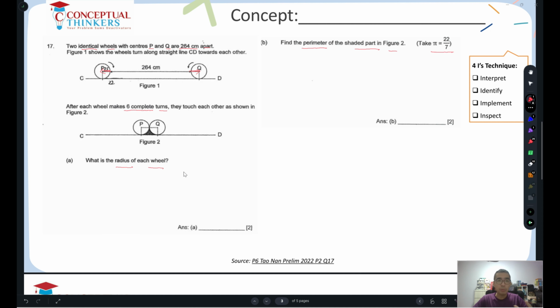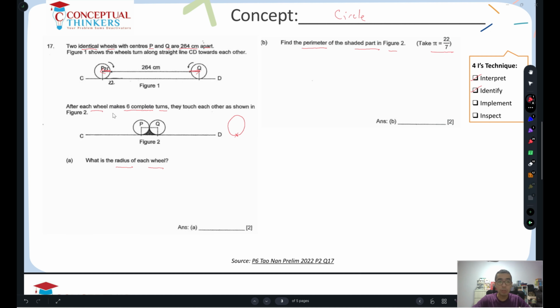Okay, so once we interpret the question, we can identify that this question is testing us on the circle concept. So let's start to implement the steps to solve them. Now there's a few definitions we have to take note of and understand. The first thing is called complete turns. When a circle makes a complete turn, this means that it completes the circumference of a circle. For example, if this is a circle and this is a starting point, we move 1 round. This is what we call 1 complete turn. So 1 complete turn will give me 1 circumference of a circle.